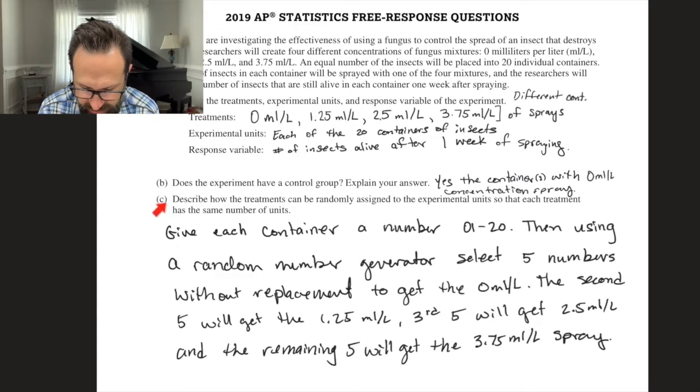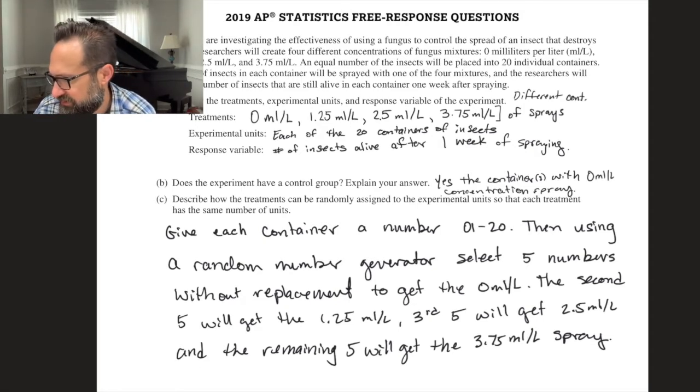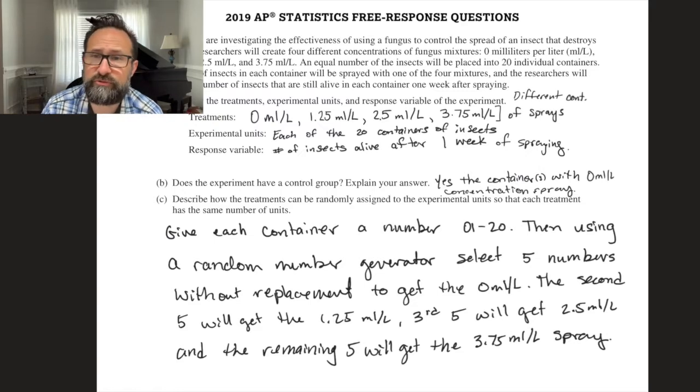Part C, to describe how to randomly assign treatments into these containers. And we've talked about this quite a bit, right? We had a number of things we had to actually list out. I'm going to create a way so that the probability of selecting them is all equal, and I'm going to create equal numbers of containers for each of the groups. And so I said, let's give everybody a number from 1 to 20, or 0 to 20, that doesn't really matter. And I'm going to use a random number generator.